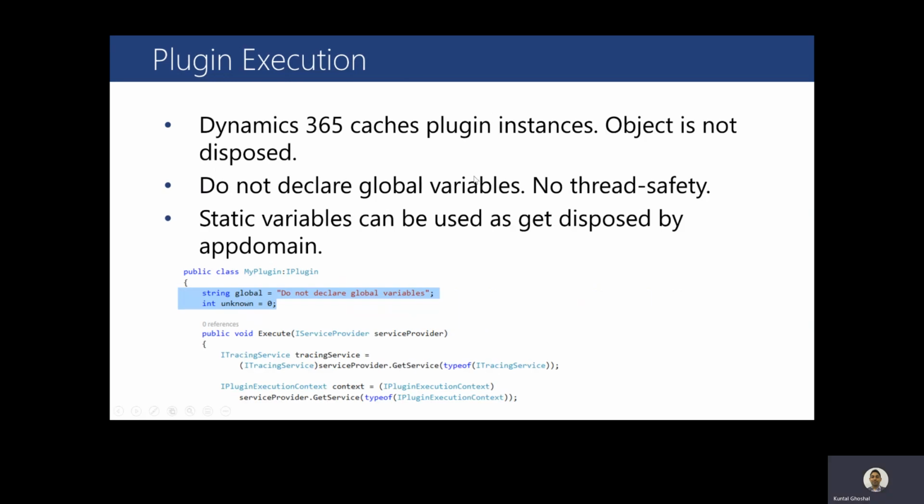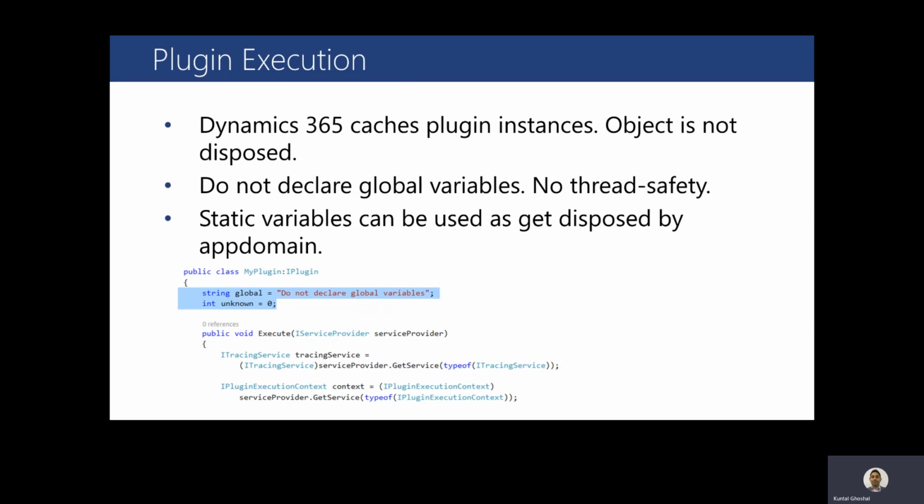The next thing we will be talking about is plugin execution. Dynamics 365 caches the plugin executions so that if you request a plugin within a certain time limit, it can serve a number of parameters from the cache itself rather than going to the server and retrieving them again. So the object is not disposed. If you are planning to use a global variable within the plugin, it is not thread safe. So do not use or declare a global variable.